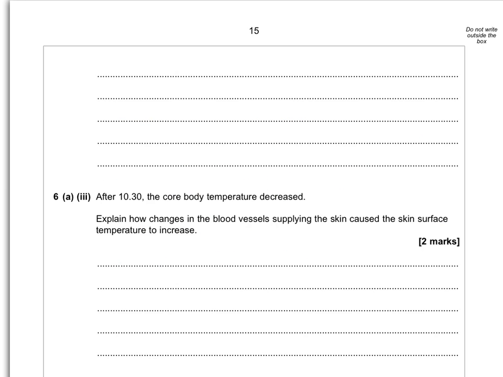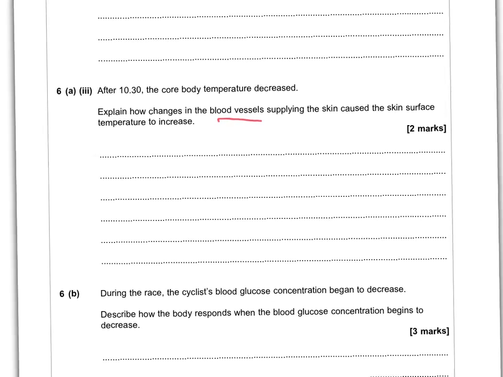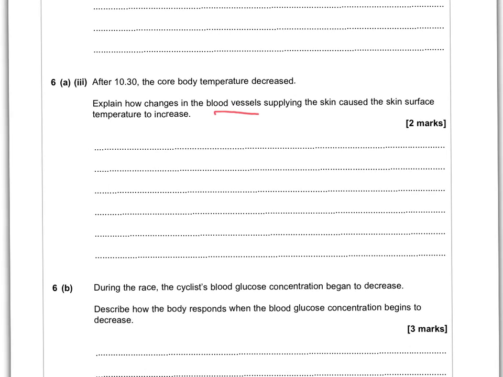Over the page, after 10:30, the core body temperature decreased. Explain how changes in blood vessels supplying the skin cause the skin surface temperature to increase. So the core body temperature decreased, but the skin surface temperature increases, look. And what was the role of the blood vessels in that? Well, 1 mark if you've mentioned that there is dilation of blood vessels that are supplying the skin. So dilation of blood vessels supplying the skin. They widen and allow more blood to go through.